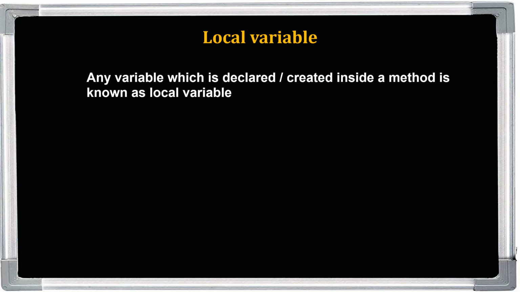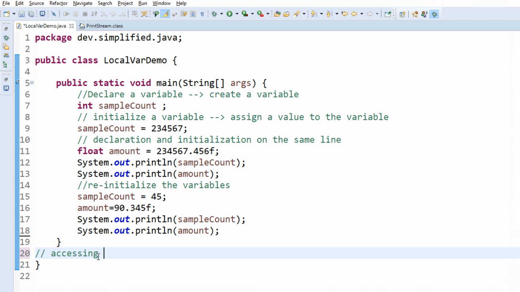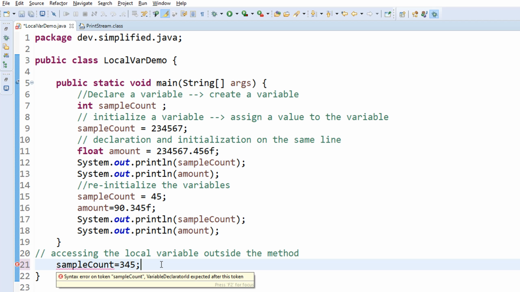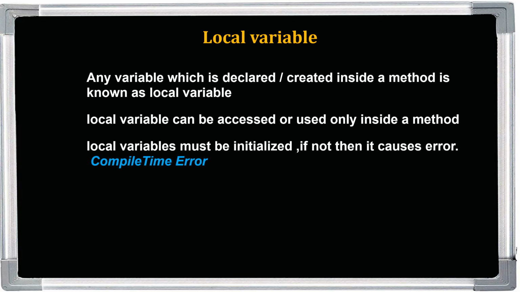The next point in local variable is, a local variable can be accessed or used only inside a method, not outside a method. Let me access a local variable outside the method, say sample count equal to 345. Now it is throwing me a compile time error stating that the variable with the name sample count is not found.